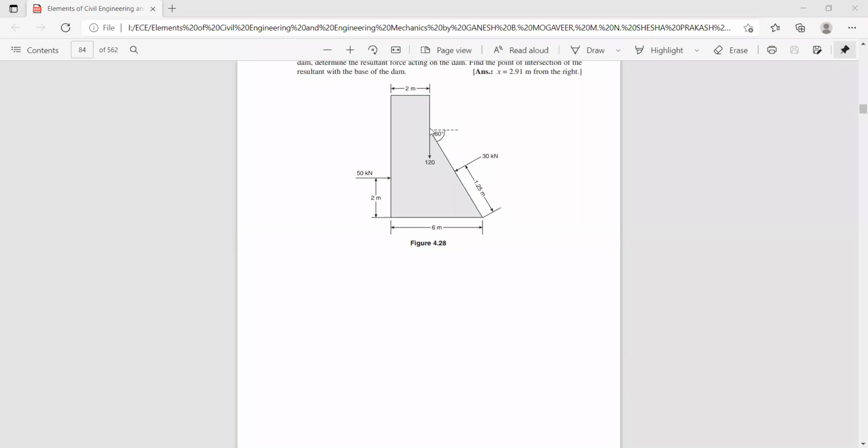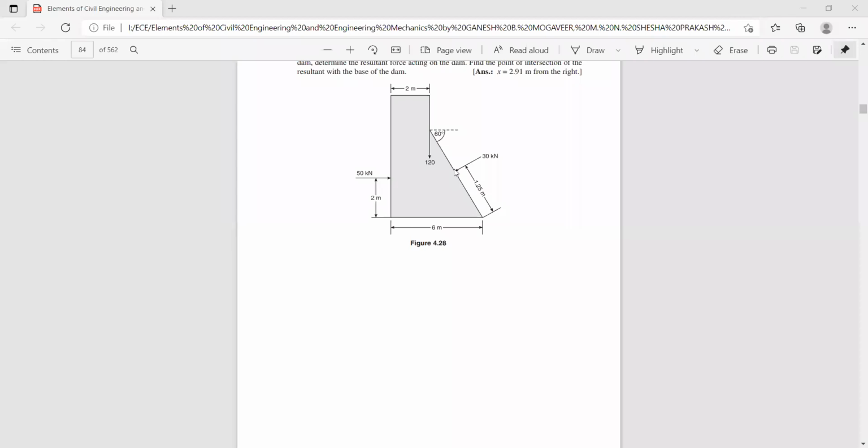Sigma f of y. So you can see here, this is minus 120 acting in the downward direction. And if you resolve this force, its y component is acting in the downward direction, because this force is directed to the third quadrant. In third quadrant, f of x is negative and f of y is also negative. So f of y is nothing but 30 sine 30 acting in the downward direction. So sigma f of y is minus 120 minus 30 sine 30. So how much is it? Minus 135 kilonewton.